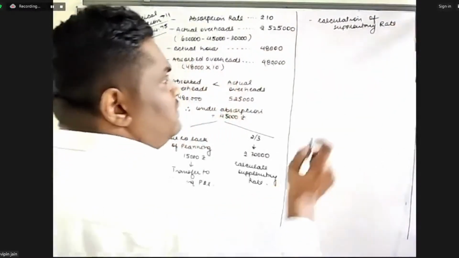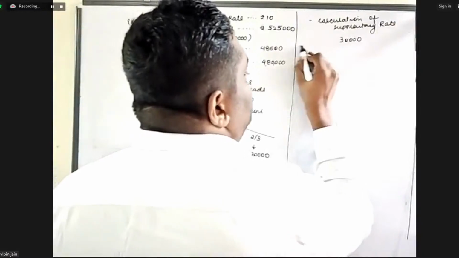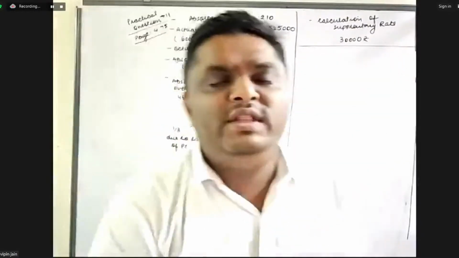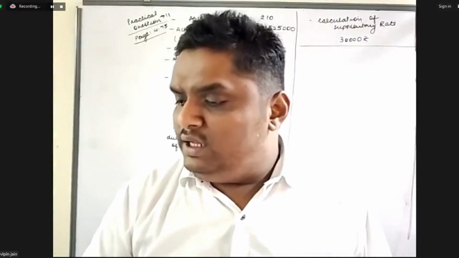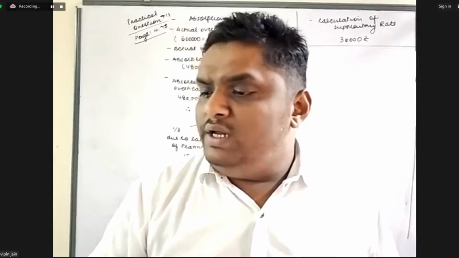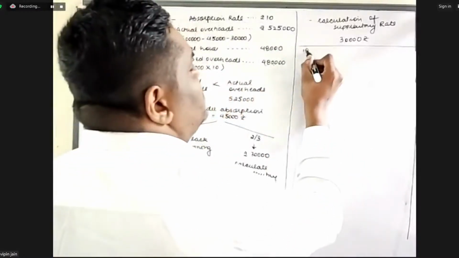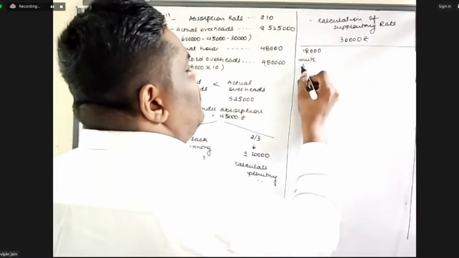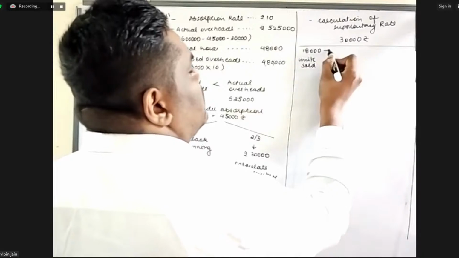So total 30,000 is due to normal reasons. So 30,000 whole divided by, I'm writing everything in detail for better understanding. So whole 30,000 whole divided by units sold, 18,000. So 18,000 is what? Units sold. I'm writing units sold for your reference and better understanding. You can skip this part.